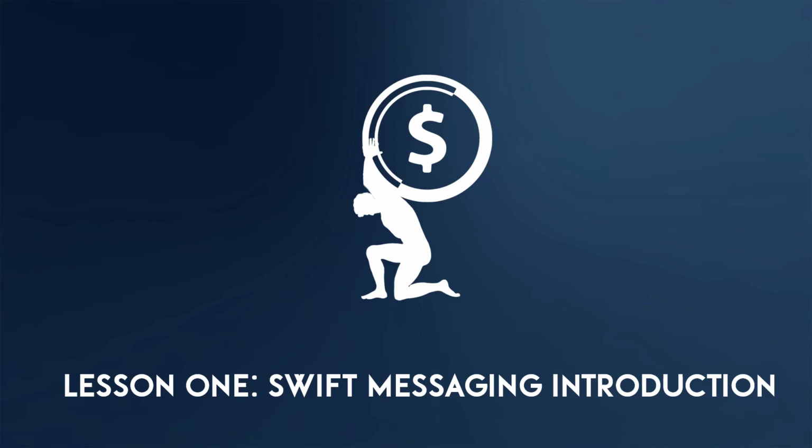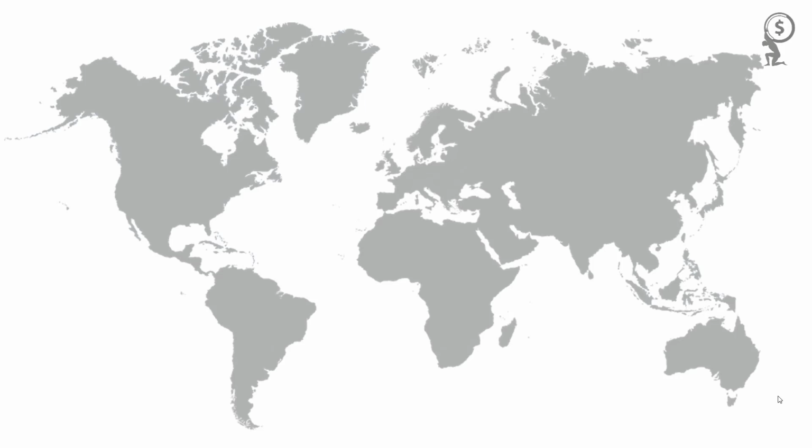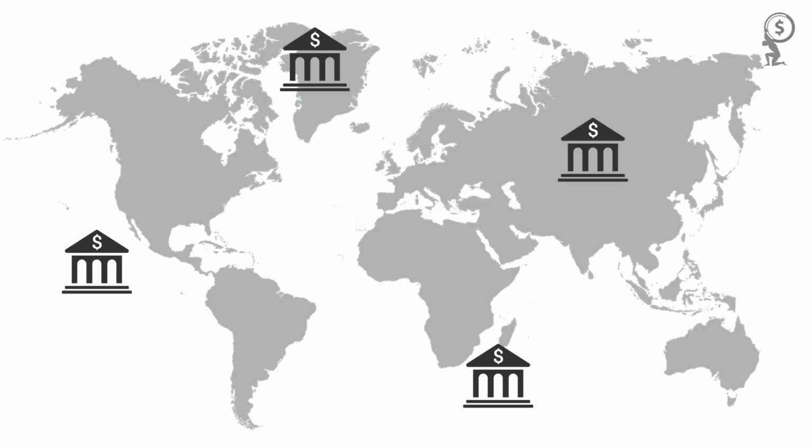Today we're going to talk about the messaging system between banks. We will get introduced to Swift and ISO as well. Banks all over the world need to communicate in order to have cross-border transactions.